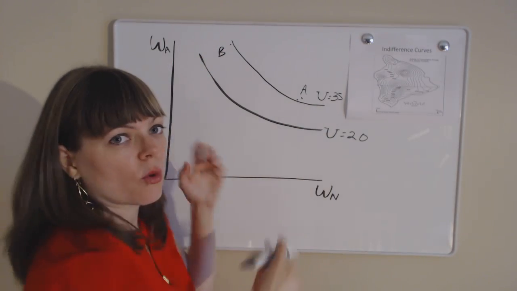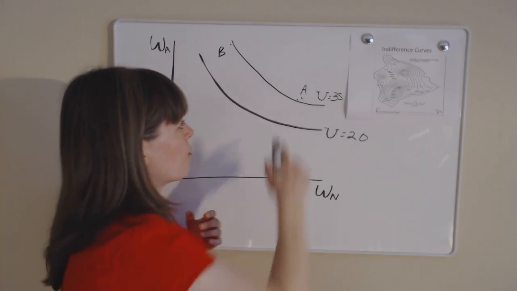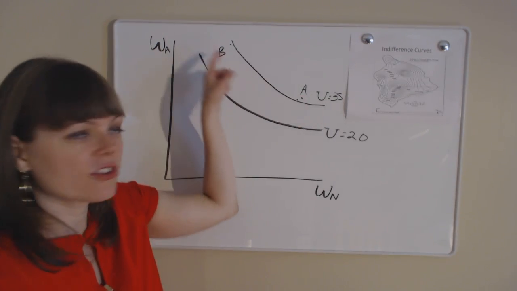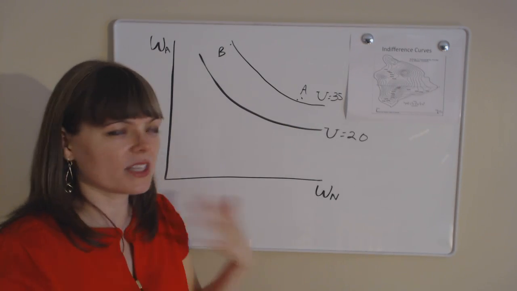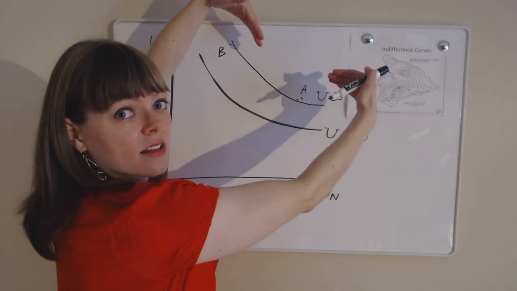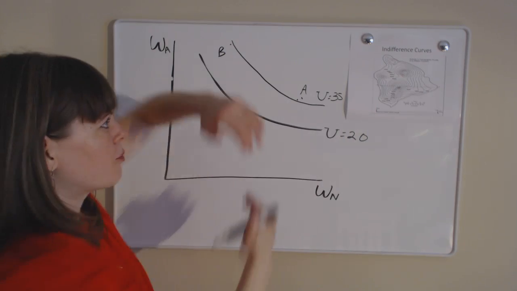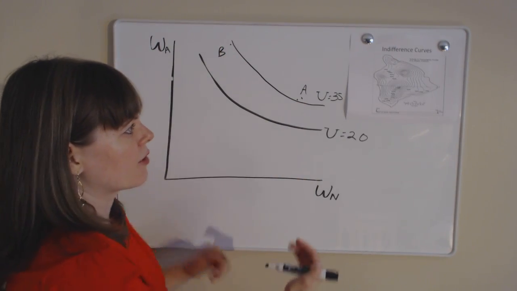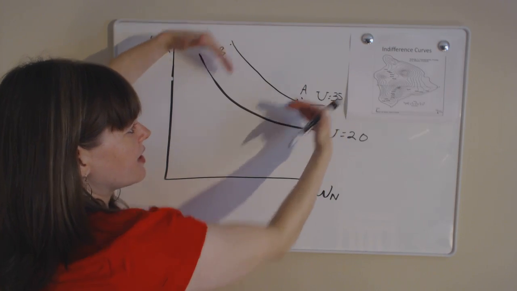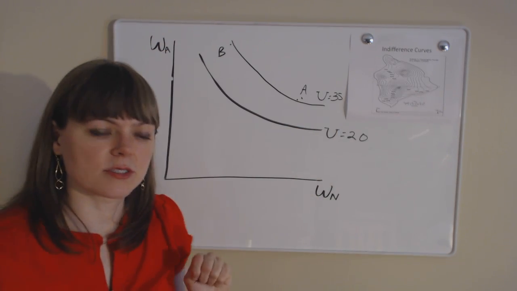And I might want to know which one this person is going to prefer, point A or point B. We know they're going to prefer point A, even though these are two completely different points in the graph, because point A is uphill on utility mountain and point B is downhill on utility mountain. Point A gives us more than 35 utils and point B gives us less than 35 utils.